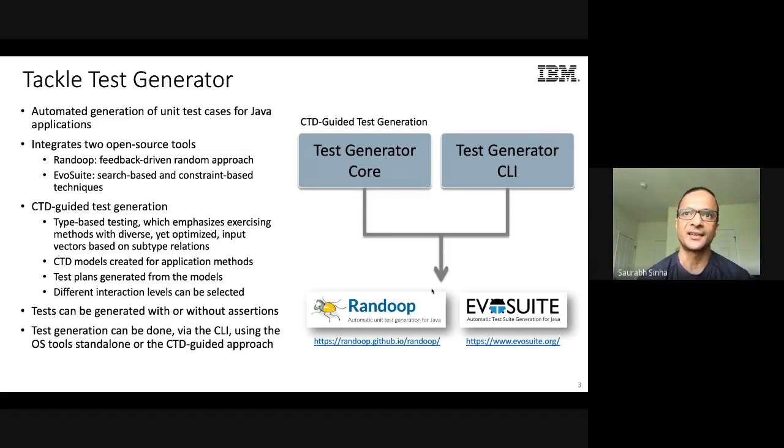So basically what we're saying is that the tool will automatically analyze all the public methods of your application. It will construct a CTD model where the parameters of the method are incorporated into the model. And then we analyze subtype relationships to basically see what are the possible types that you can invoke these methods with. So the overall goal is to basically exercise different methods with diverse but optimized sets of input vectors. So the test plans that are generated by the models become your coverage goals, and we target test generation towards covering each row of the test plan.